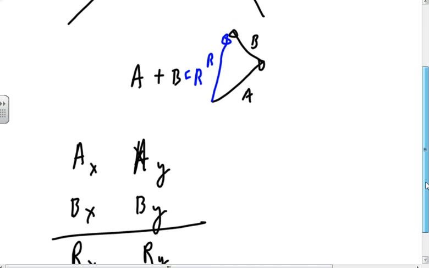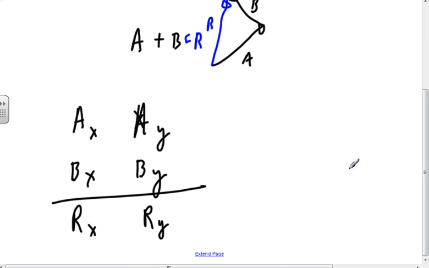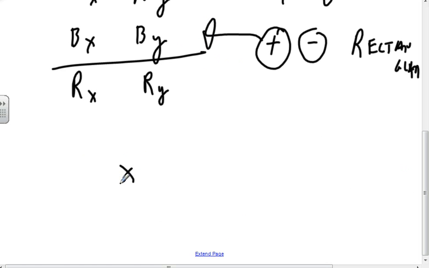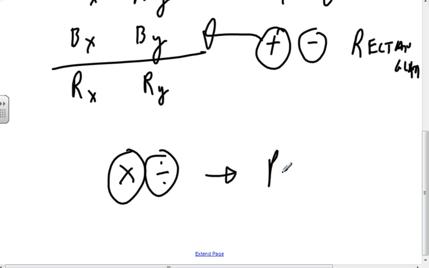And that's also allowed. So if I have imaginary numbers, which I'm going to have for the rest of the semester, and I want to add them or subtract them, I want to be in rectangular form. So I can add the x components and add the y components. But if I want to multiply or divide them, I'm going to want to be in polar form.